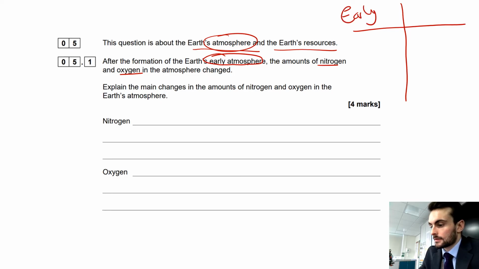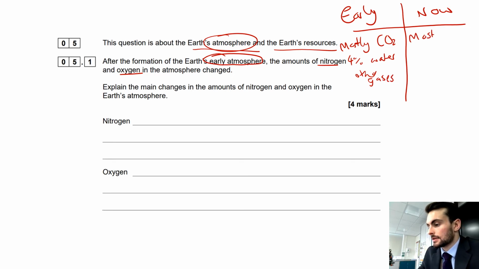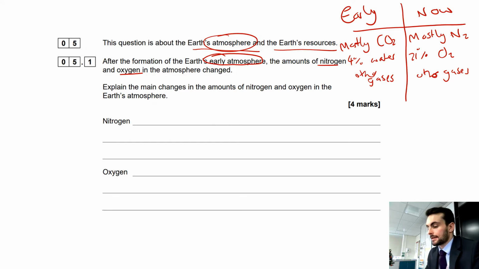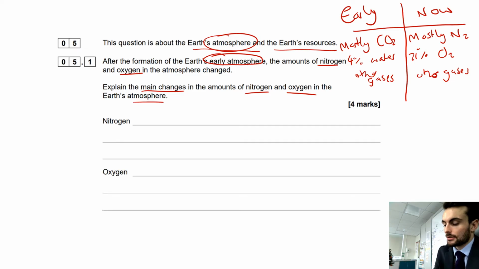atmosphere and now. So early, it was mostly CO2, some water, about 4% water, and then other gases like traces. Whereas now it's mostly nitrogen, it's about 21% oxygen, and then trace gases. Okay, so the first thing I think, as soon as I see that, what's the difference between it then and now, because it's changed. Explain the main changes in the amounts of nitrogen and oxygen in the Earth's atmosphere.